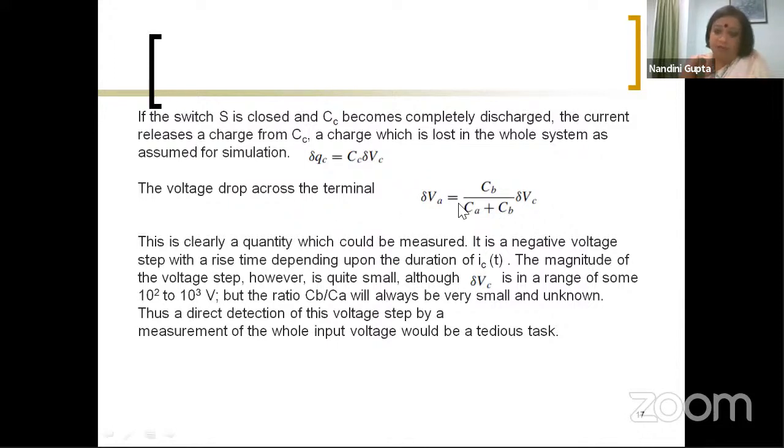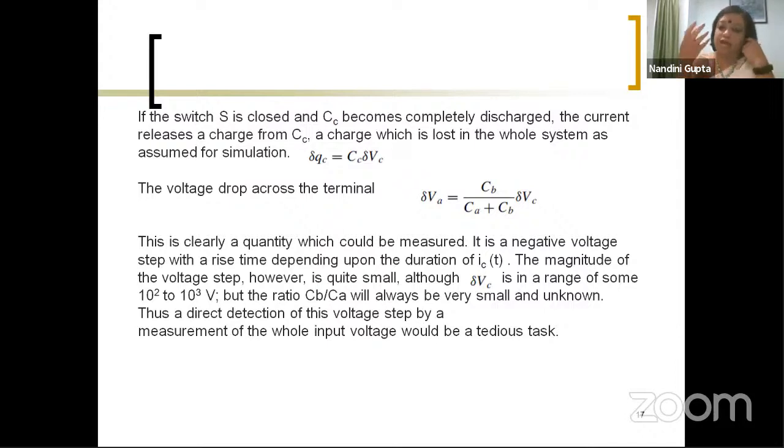And we have another problem, which is that we might be able to theoretically relate delta VC to delta VA, and we may be able to measure delta VA. We do not know this CB by CA. There is no way we can measure CB by CA. And in general, CB by CA would be very small, and I don't think we would be able to measure anything meaningful. So a direct detection of this voltage step by a measurement of the whole input voltage, even if theoretically possible, is not really going to work.